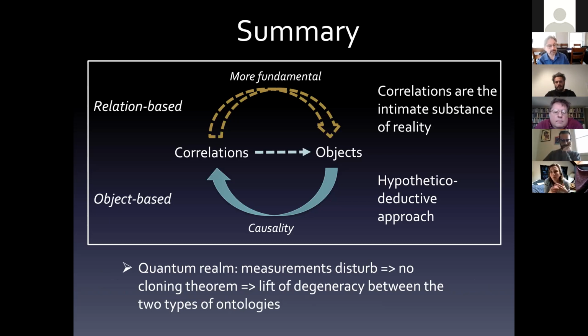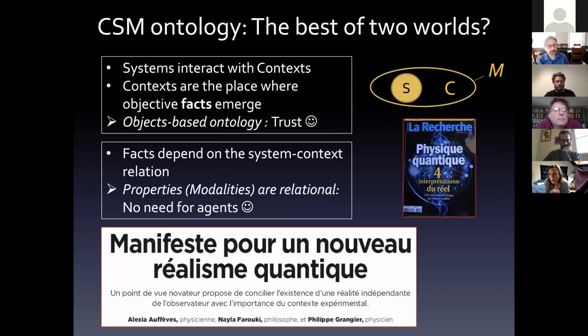And that will be my last slide, which is a slide of advertisement for the position that we have been funding with Philippe Grangier and Naïla Farouki for a few years now, which is called the CSM ontology, like context, systems, and modality, where we basically try to get the best of the two worlds. In what sense? So in the CSM ontology, we do have systems that interact with contexts, and contexts are basically the place where objective facts can emerge. So this is an object-based ontology.